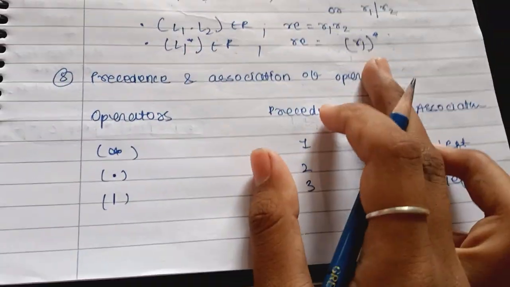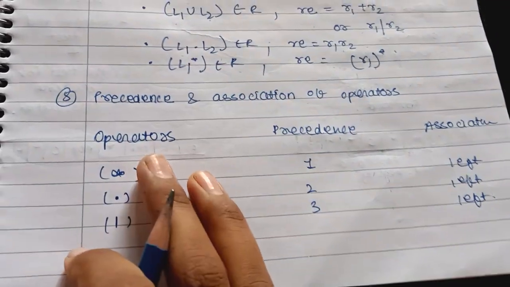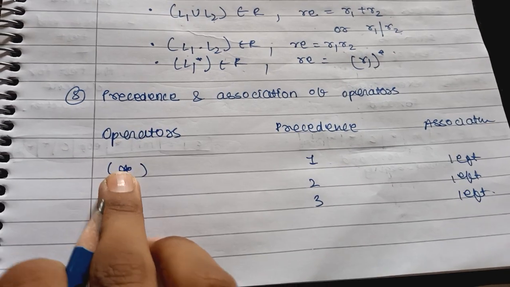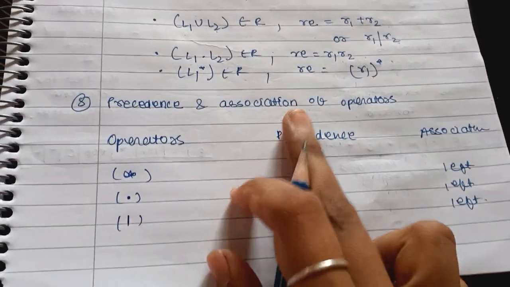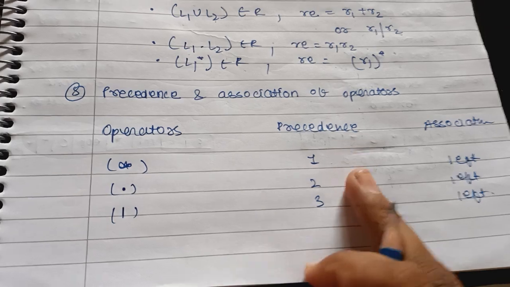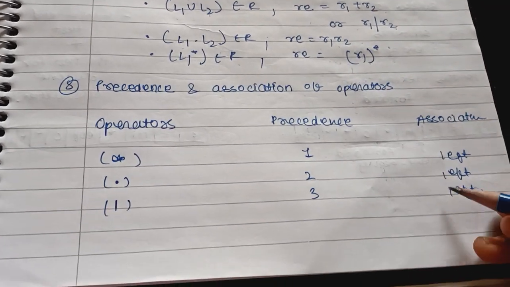This is the precedence and associativity of operators, just for general understanding. Kleene star, concatenation, and union: the precedence will be 1, 2, 3, first, second, and third, right? And all are left associative.